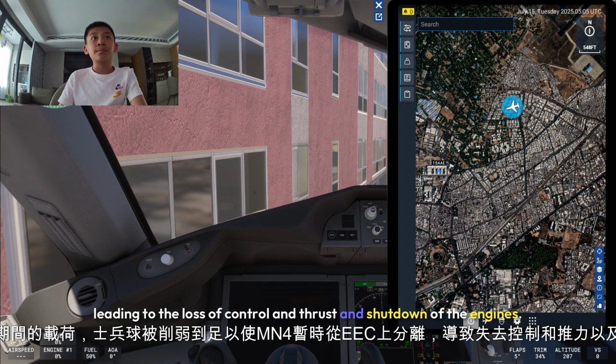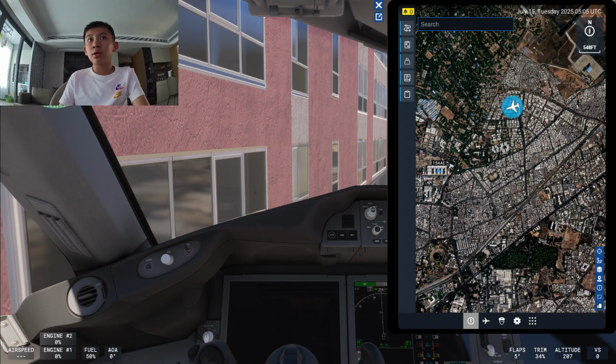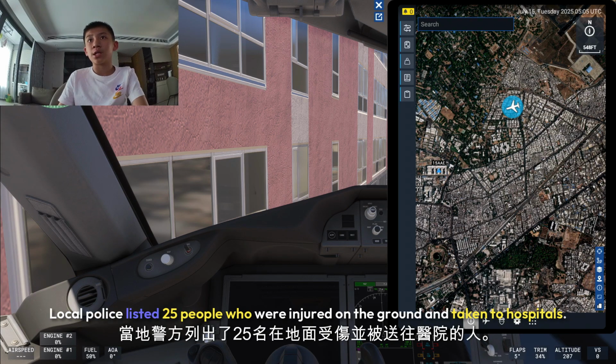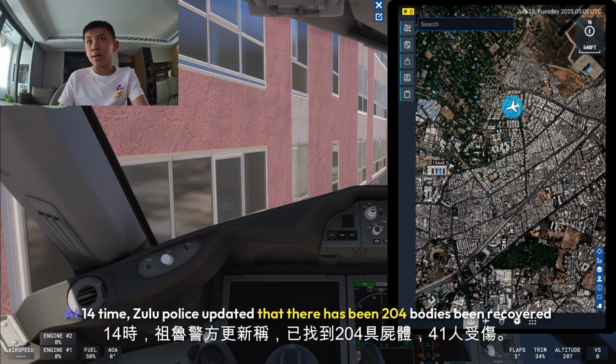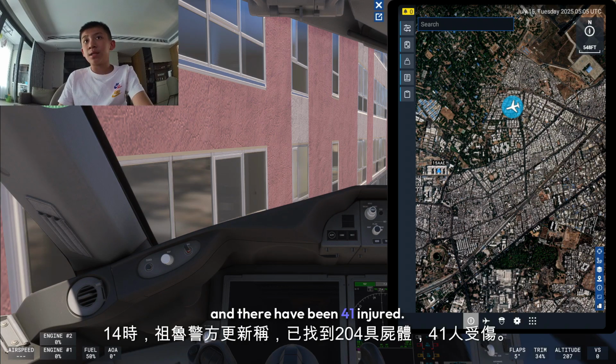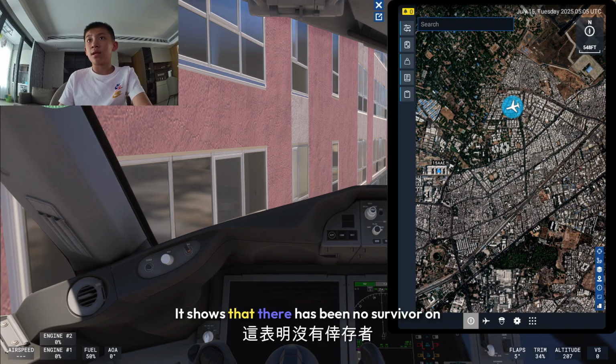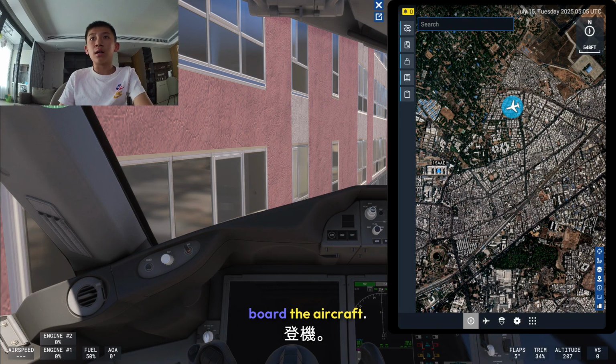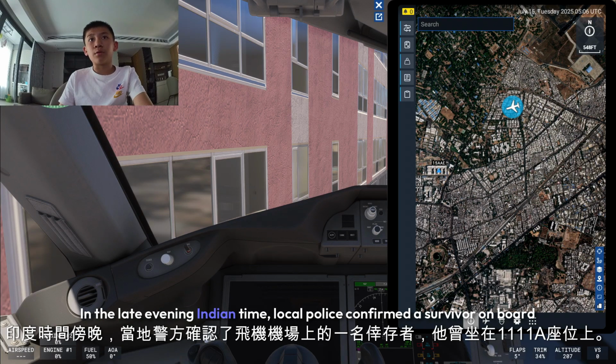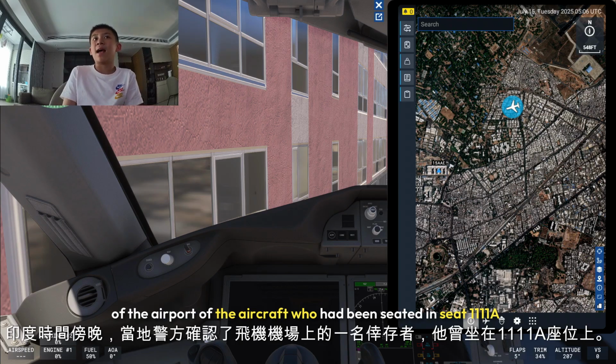Local police listed 25 people who were injured on the ground and taken to hospitals. At 14 Zulu time, police updated that 204 bodies have been recovered and there have been 41 injured. It appears that there has been no survivor on board the aircraft. In the late evening India time, local police confirmed a survivor on board the aircraft who had been seated in seat 11A.